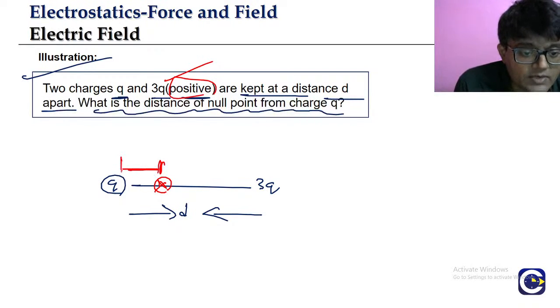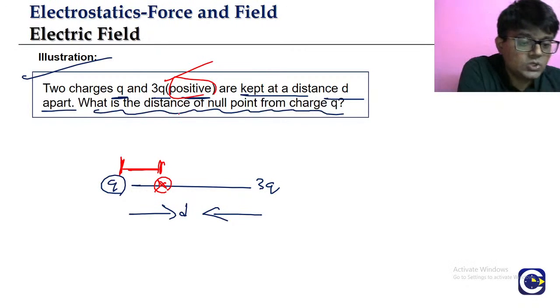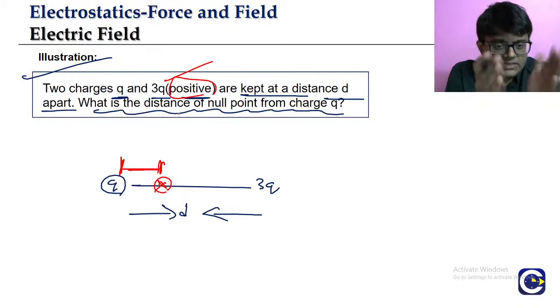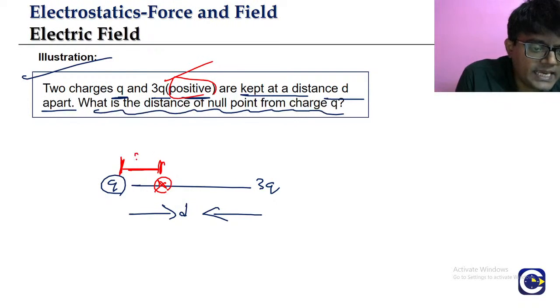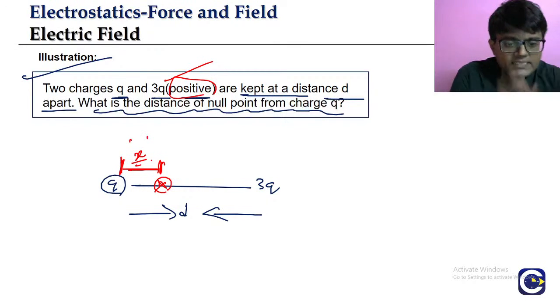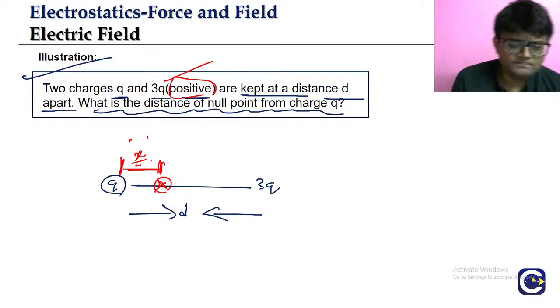We can calculate the distance. What is the distance of the null point from the charge q? That is the distance we need. So let us say the distance is x. We are required to find the distance of the null point from the charge small q, and let us call it x.